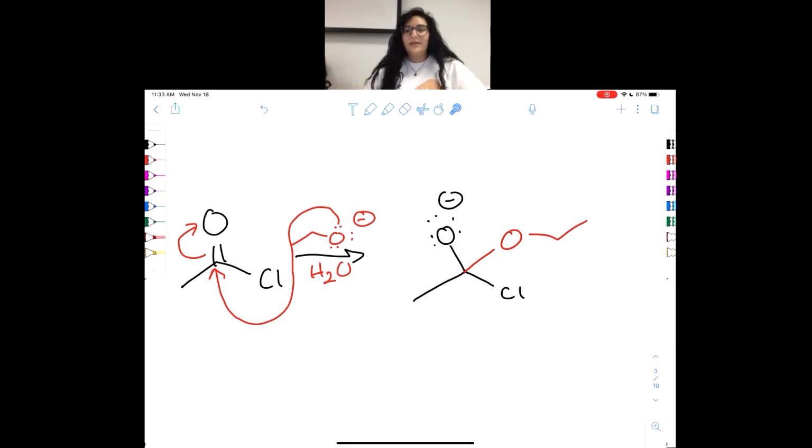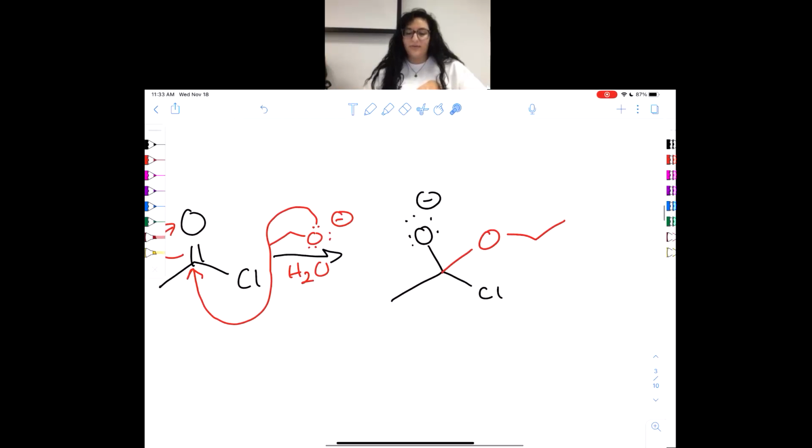But someone else said we could reform sp2 and reform the double bond. So someone remind me, why do we like to reform sp2? Why in any case would we do that rather than just protonate? Because sp2 is more stable. Awesome, perfect. So we are going to bring those electrons down, and we're going to kick off our leaving group.